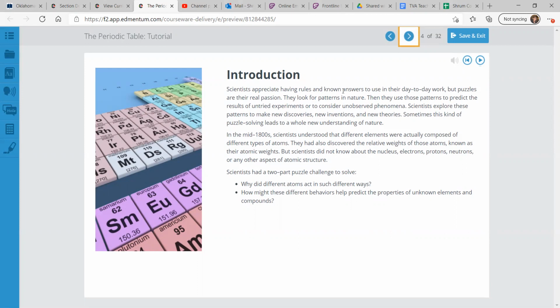In the mid-1800s, scientists understood that different elements were actually composed of different types of atoms. They had also discovered the relative weights of those atoms, known as their atomic weights. But they still didn't know about the nucleus, electrons, protons, neutrons, or any other aspect of atomic structure. They had a two-part puzzle challenge to solve. One, why did different atoms act in such different ways? And two, how might these different behaviors help predict the properties of unknown elements and compounds?